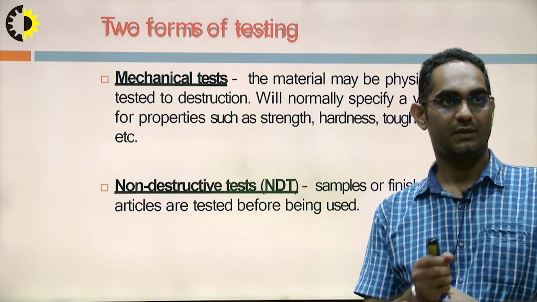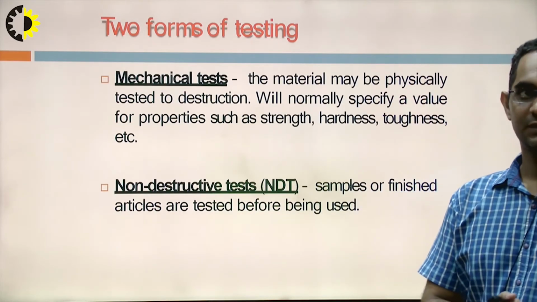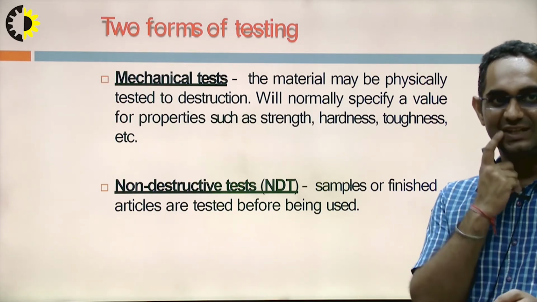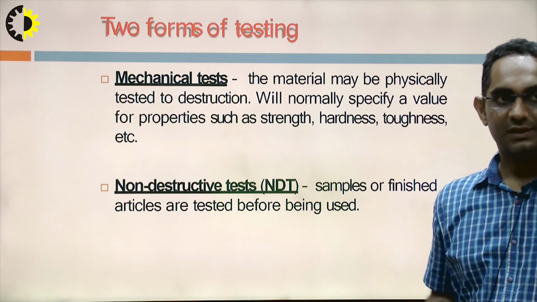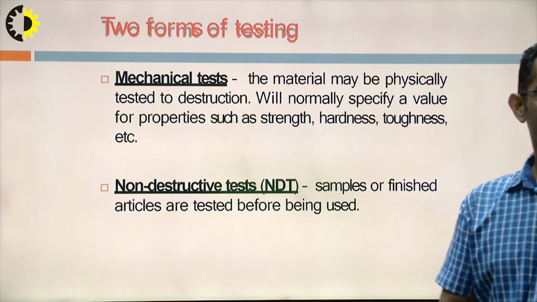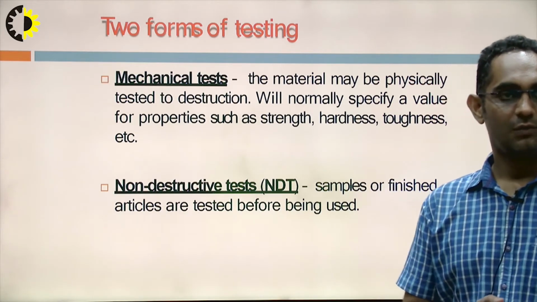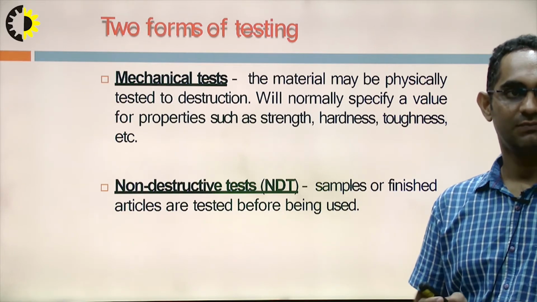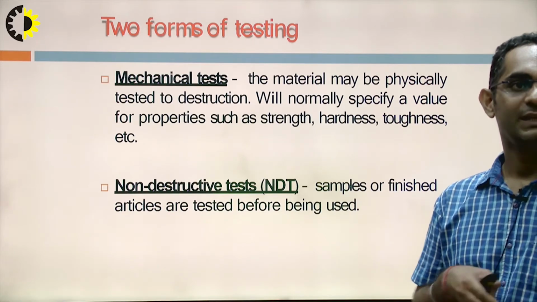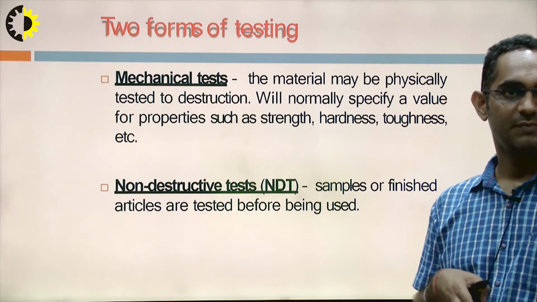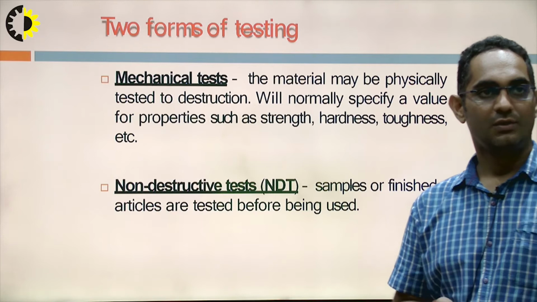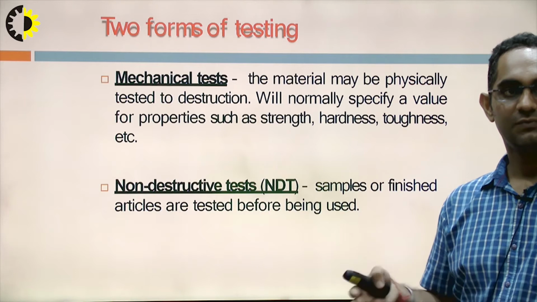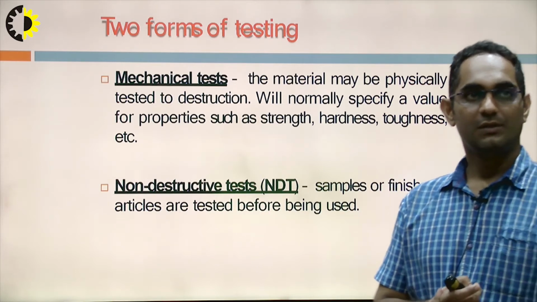Next, what are the two forms of testing? First are the mechanical tests. In mechanical tests, the materials may be physically tested to destruction, and will normally specify a value for properties such as strength, hardness, toughness, etc.